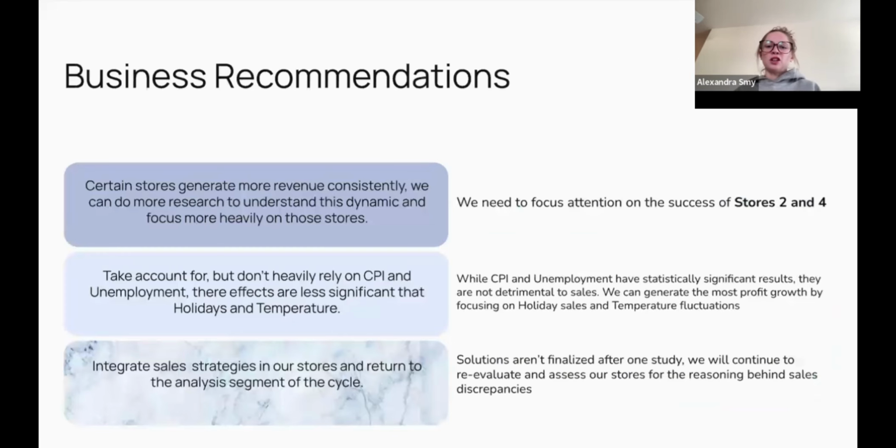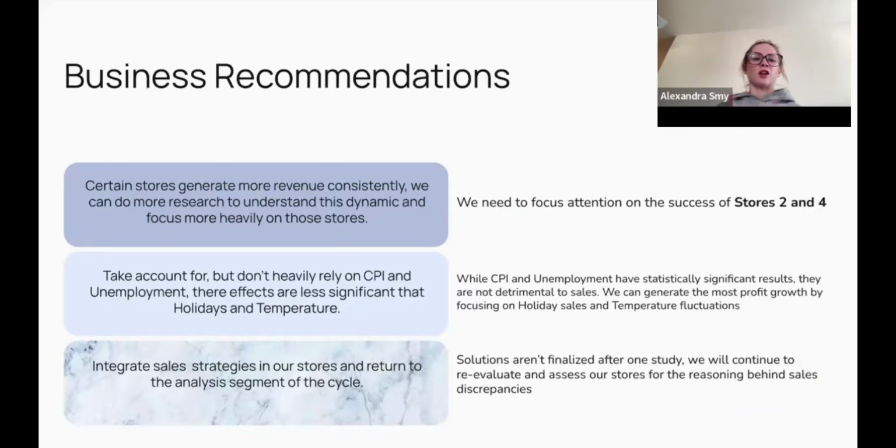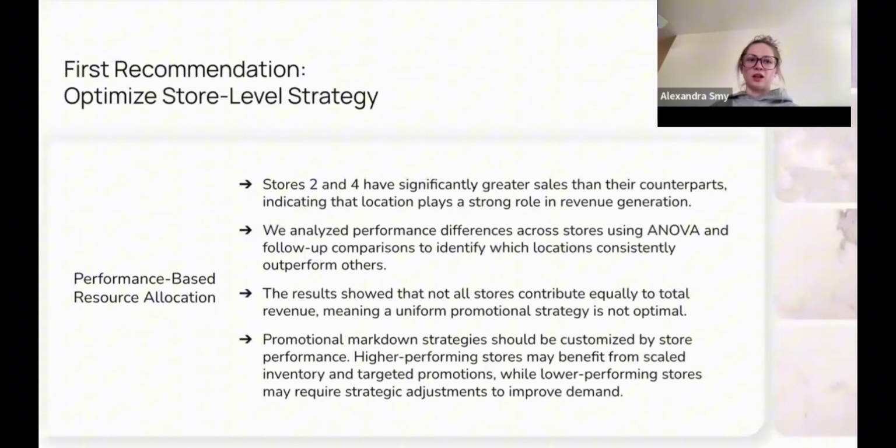Our business recommendations are based on the statistical findings. For certain stores that generate more revenue consistently, we need to do more research to understand this dynamic alongside our t-test and ANOVA that we've already done. We also need to take into account CPI and unemployment, but these are less of a factor, and integrate these sales strategies into our stores in a way that matches how they're doing currently.